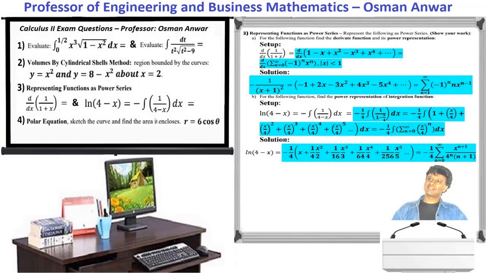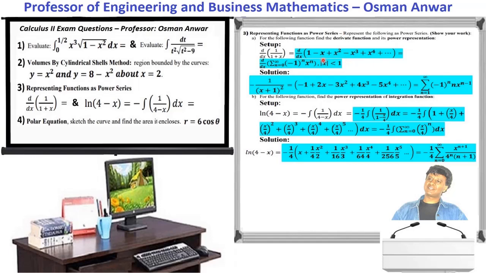Then I have another example, Calculus 2, and this is representing a function as a power series. This is the derivative of 1 over 1 plus x. It represents this as a power series. So this is the same as representing d by dx of the power series 1 minus x plus x squared minus x cubed plus x to the 4.